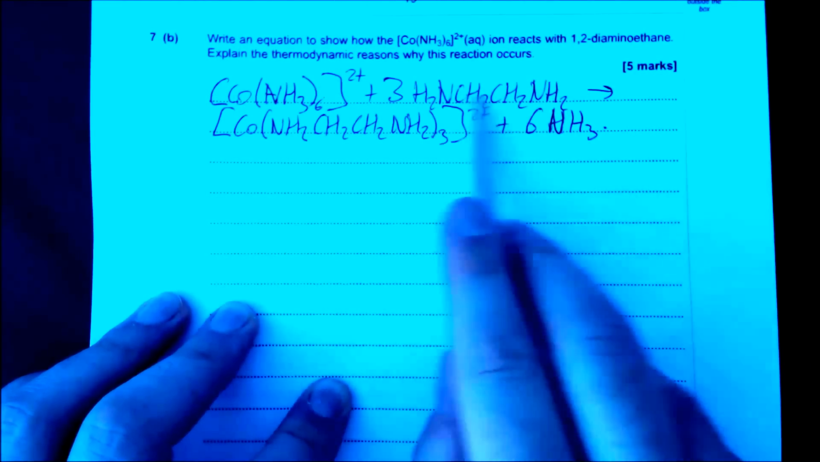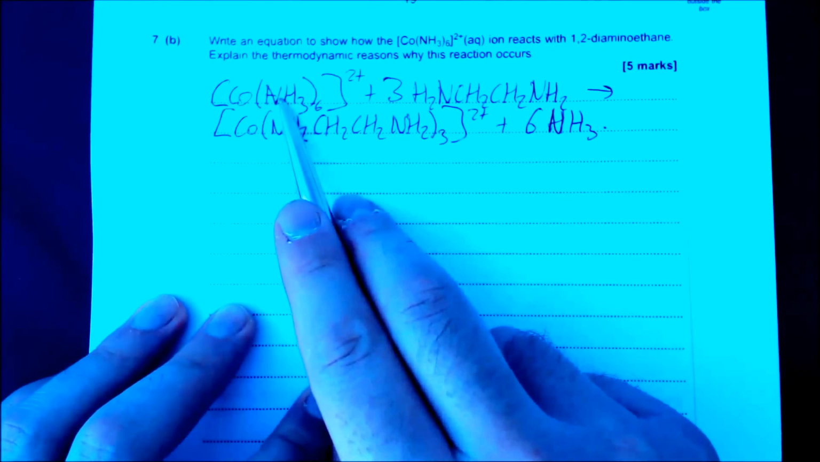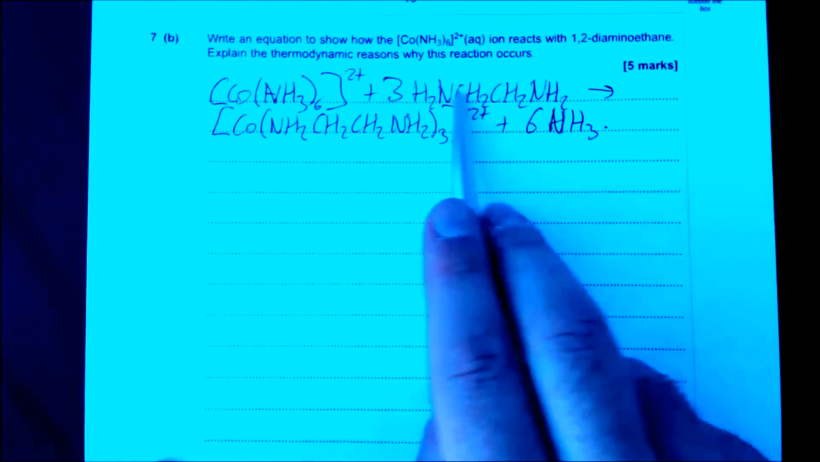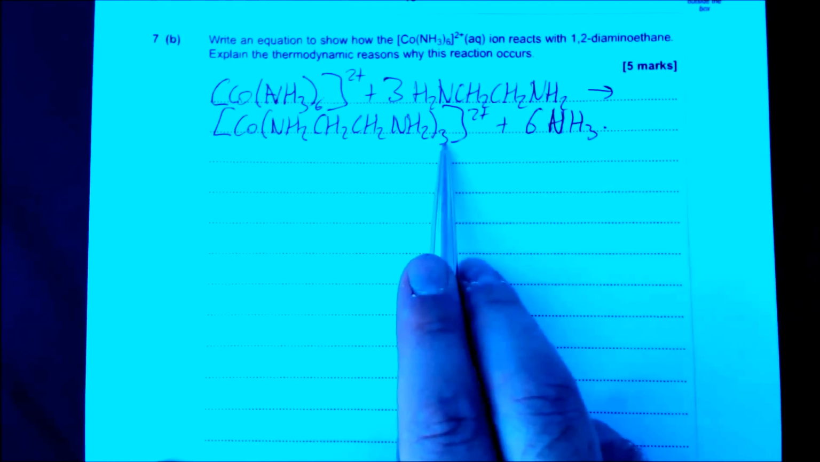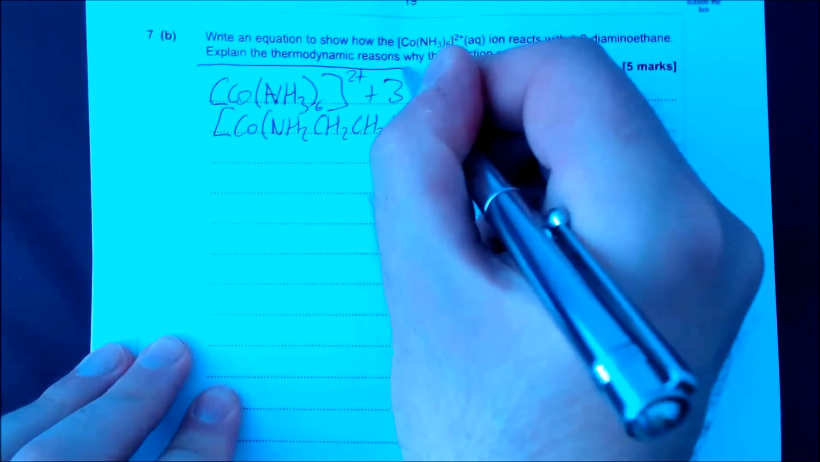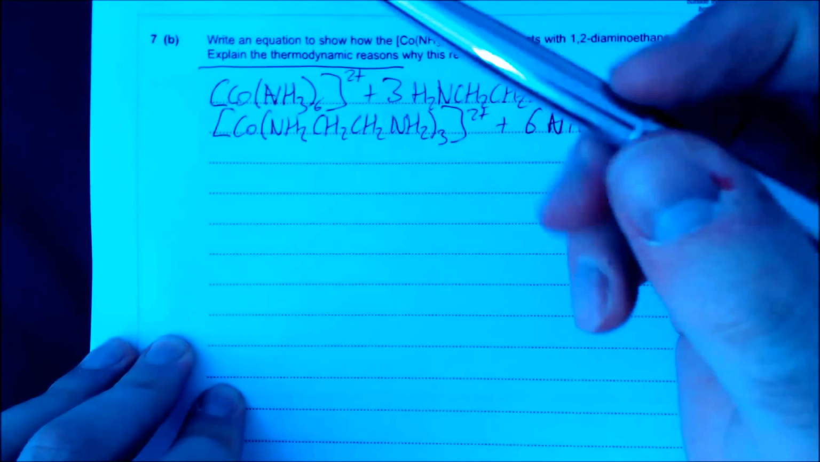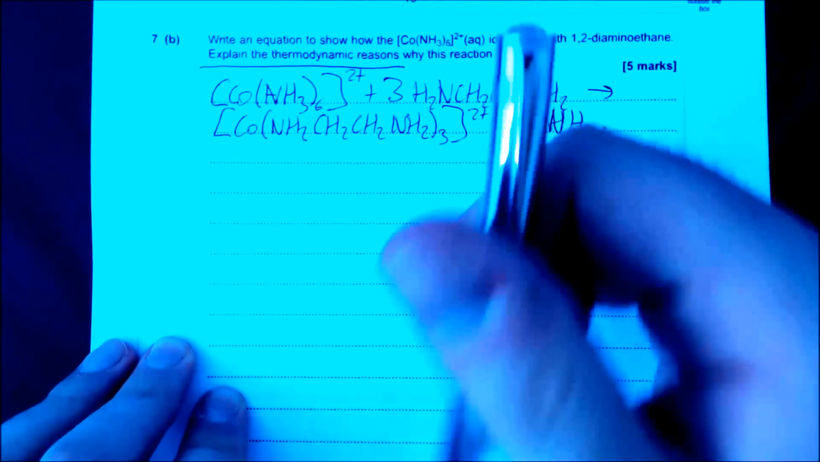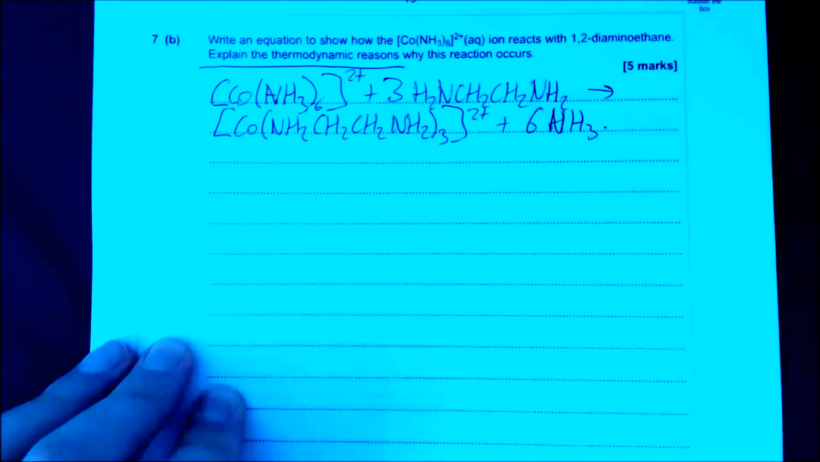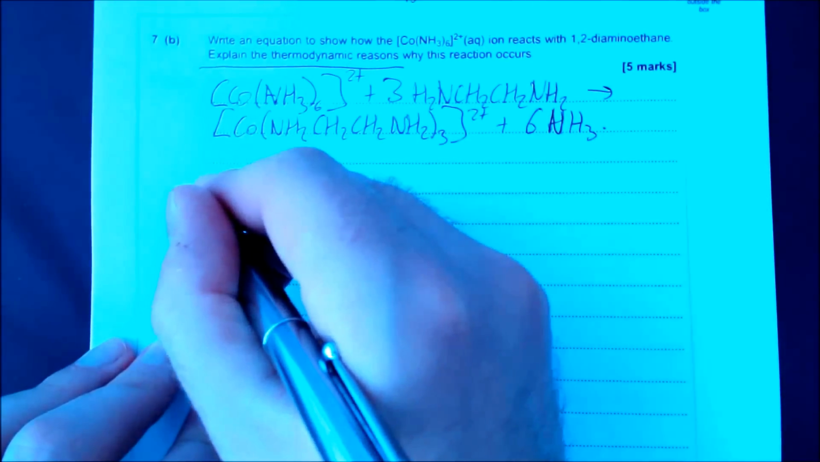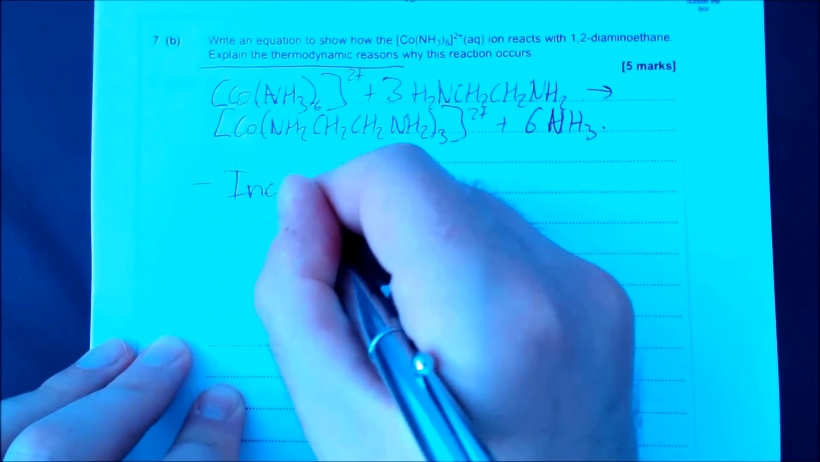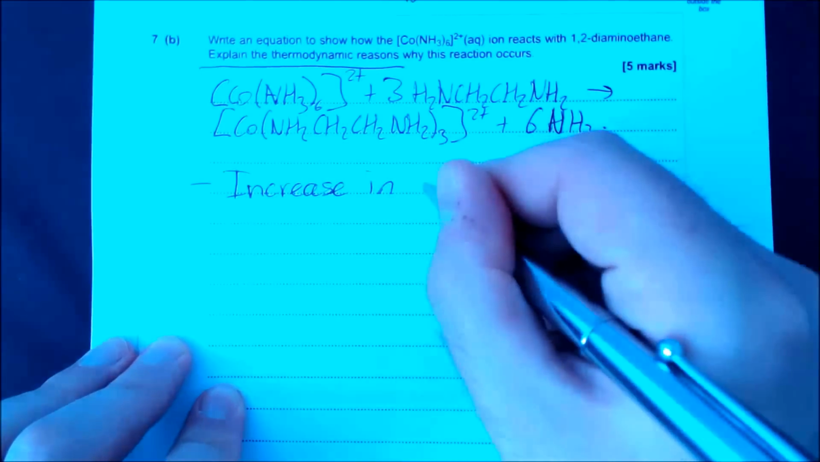Now you can imagine these things are quite big in comparison to these, which are quite small. We can fit 6 of these around the cobalt. Because these are too big, we can only fit 3 of them around, and that's why we've got a 3 there. Now it does talk about explain the thermodynamic reasons. So we need to talk about entropy, enthalpy, and we also need to talk about delta G as well. So we're going to start by looking at the entropy side, and you can see here that we have 4 particles on the left and 7 particles on the right. So we've actually got an increase in particle numbers.